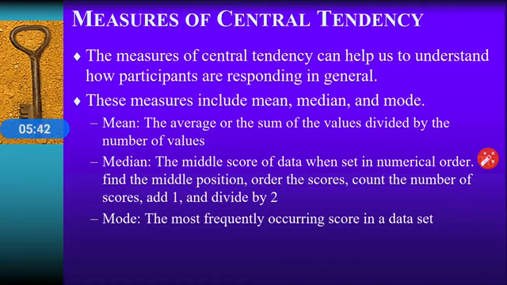The median. Median is the middle mark of the data when the data set are arranged in a numerical order. To find the middle position, first we have to order the scores, count the number of scores, then add 1 and divide it by 2. In the above case, the median would be 10.